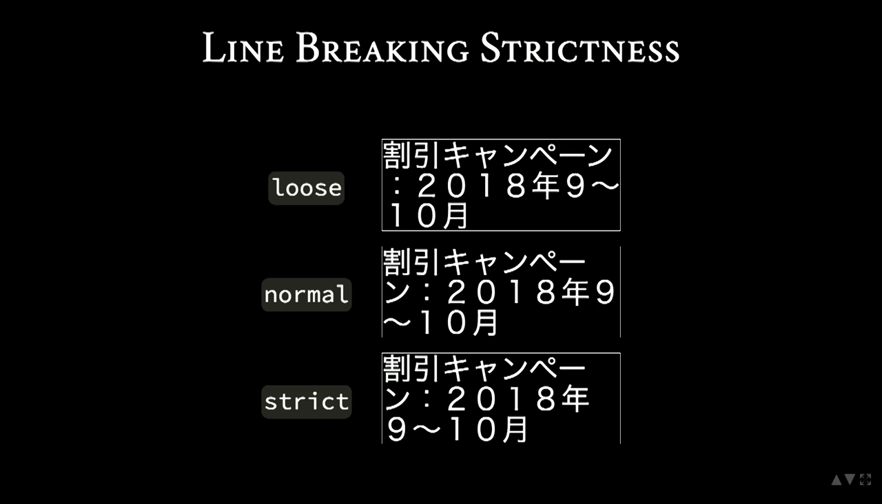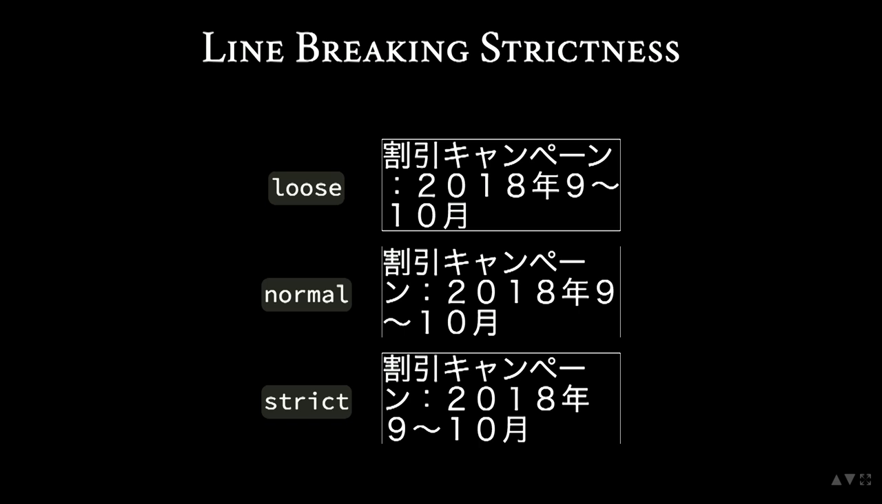This is like a discount campaign from September to October. If you look at the one on the top, we're having a colon at the beginning of the line. It's not very nice. And in Japanese, 9 tilde 10 means from 9 to 10. It would be more readable if these things stuck together.